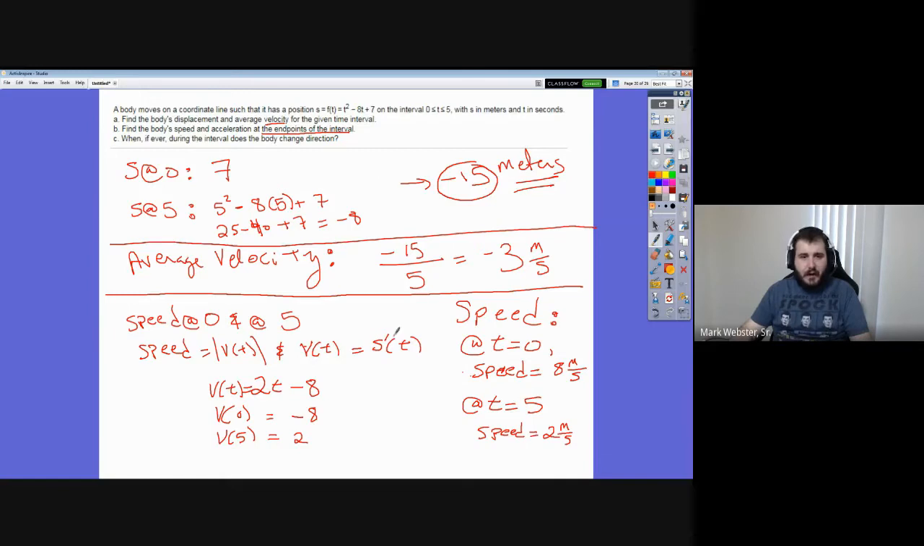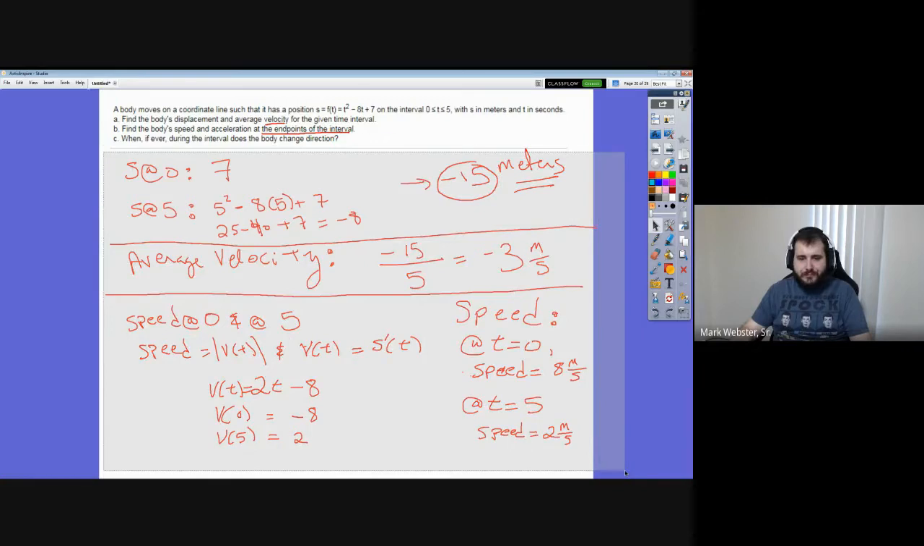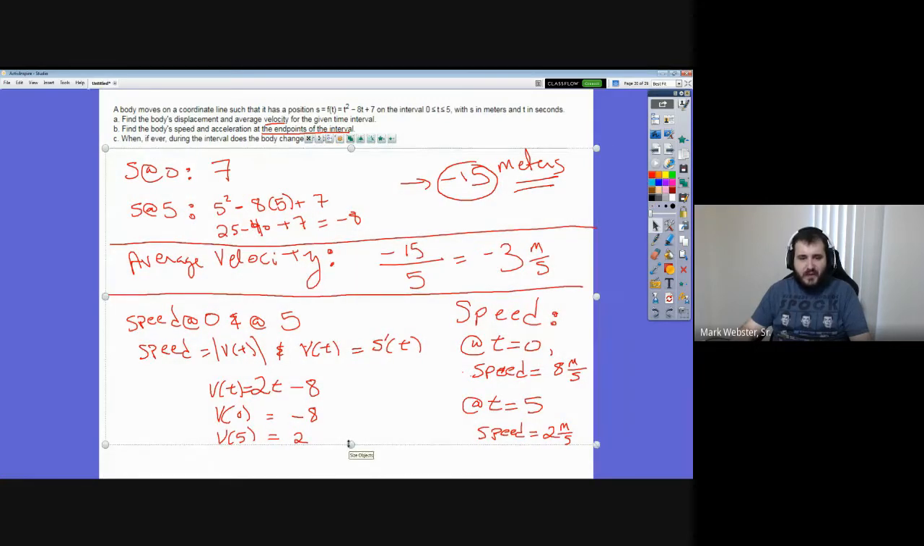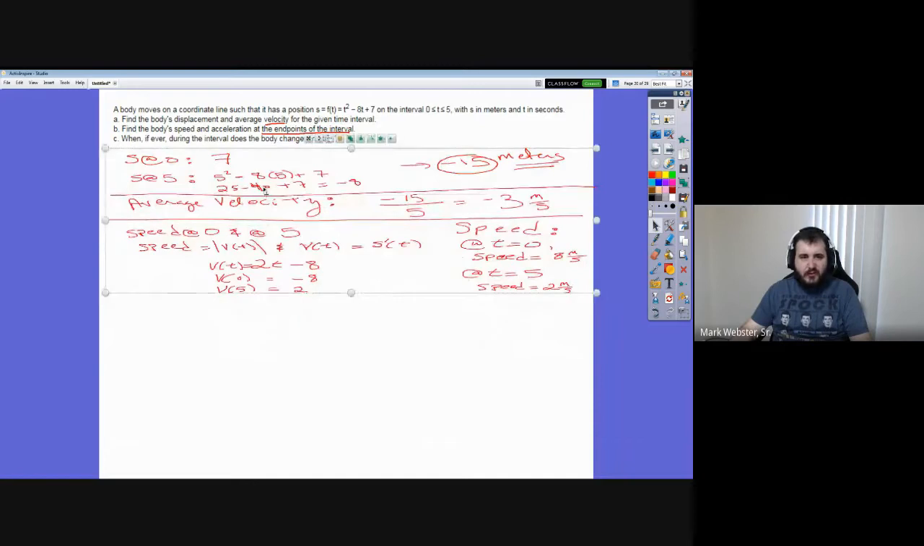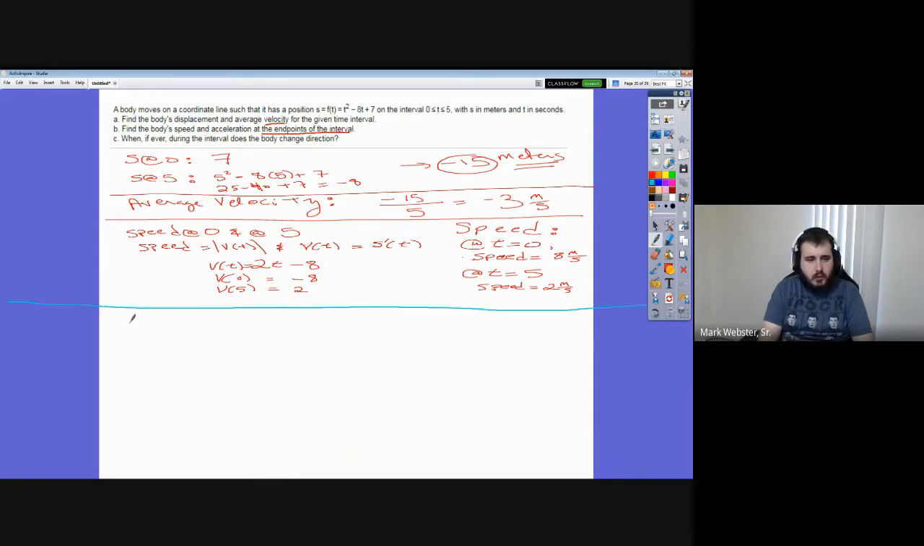we found the speed at the endpoints of the interval. So now I'm going to scooch this up a little bit, make some room. Now we want the acceleration. So we found the speed, the velocity function is this one, right? 2t minus 8. Let me get a different color even. And now we want the acceleration. Well, remember, we take the derivative of velocity to get the acceleration.